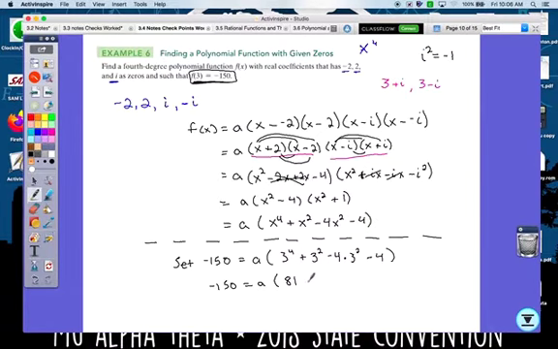So negative 150 is equal to 3 to the 4th. That's 81 plus 9. That'll give me minus 36 minus 4. So negative 150 is equal to a times, all right, 90 minus 40, which is 50. And then when we divide the 50 over there, we get a is equal to negative 3.